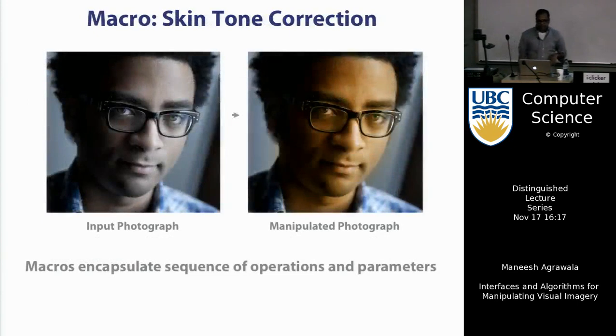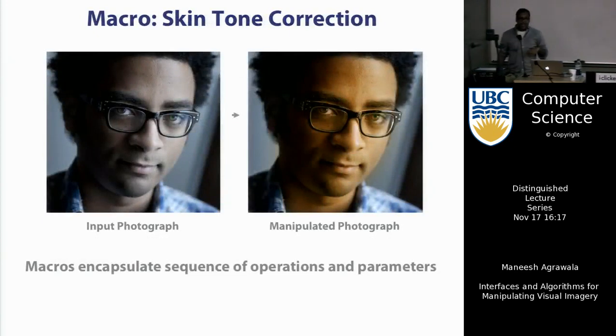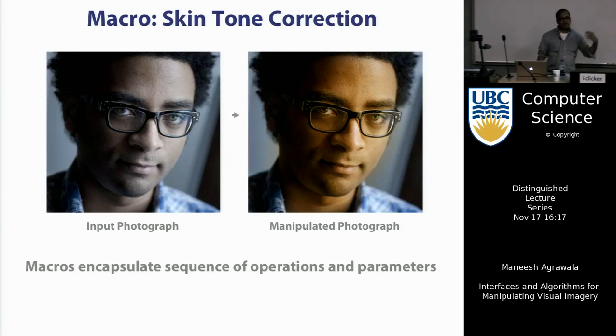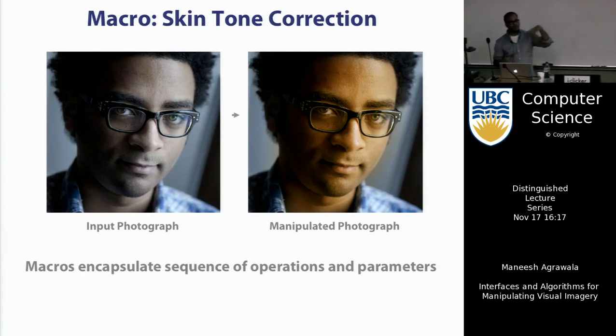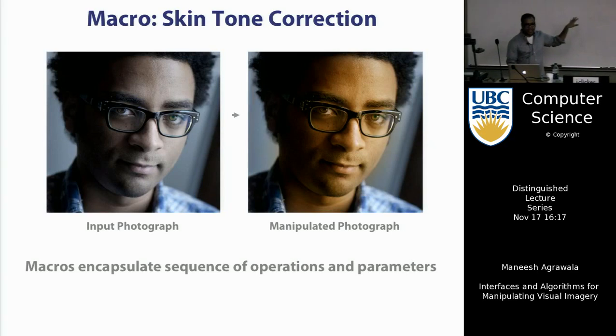So let's think a little bit about macros. So today in Photoshop and in GIMP, you can record a sequence of operations as you perform them and turn them into a one-button press macro. The macro will just perform that same set of operations with the same parameters on another image. So the macros encapsulate operations and operation sequence with their parameters.